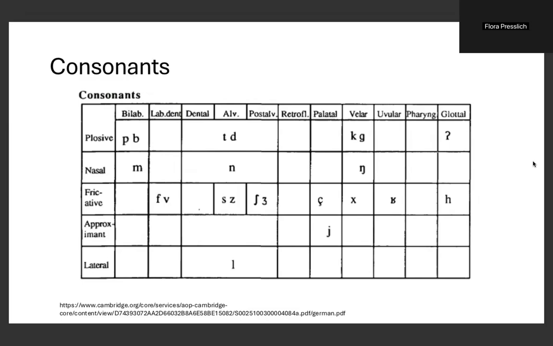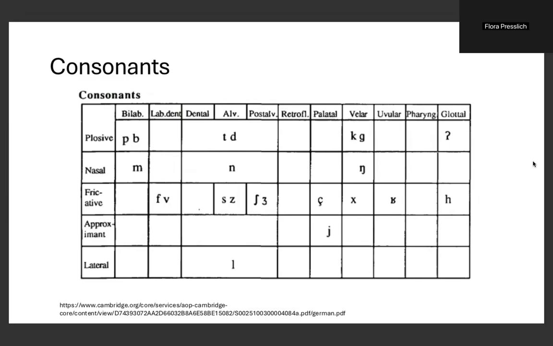The velar plosives k and g appear in words like kann, which is can, and gehen, which is walk, and the velar nasal ng is found in singen. The velar fricative can be heard in words like Bach, and the palatal fricative occurs in ich, which translates to I.